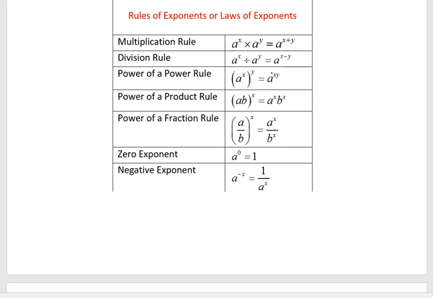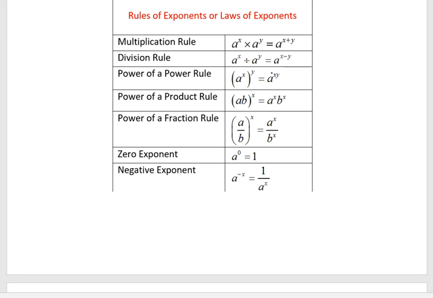The key on the power of a product rule is that we have 2 terms inside of here, inside the parentheses, and they each get the power of the x. Likewise, that happens if we're doing a fraction or dividing. Each of the a and the b get the power of the x. The 0 exponent rule says that anything to the 0 power is 1. It's the letter a, it's the letter f, it could be a number, so like 6 to the 0 is still 1. It could be a car to the 0 is 1.